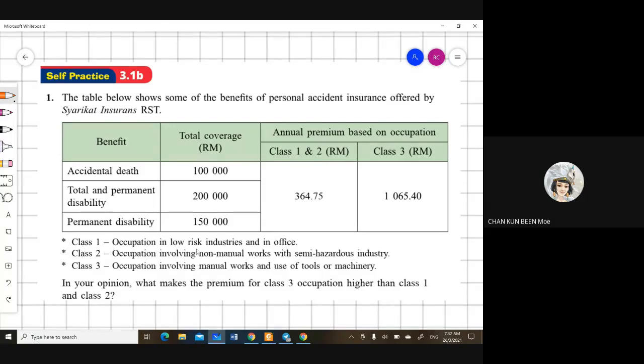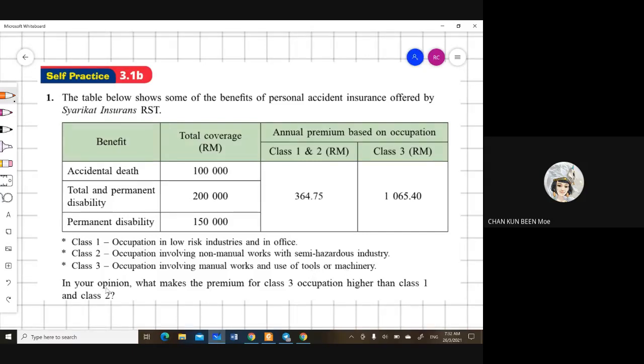Occupation in low risk industry and in office. This is referring to those who work in low risk, like the one working in the office and so on. Okay, and then for class 2, occupation involving non-manual works with semi-hazardous industry, which is not really hazardous yet. And then for class 3 is the occupation involving manual works and use of tools or machinery.